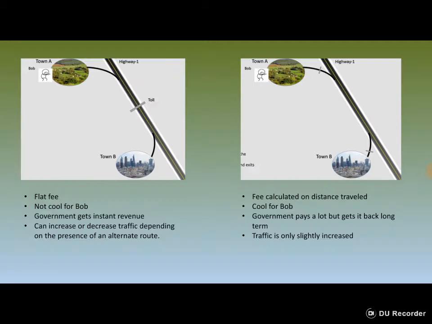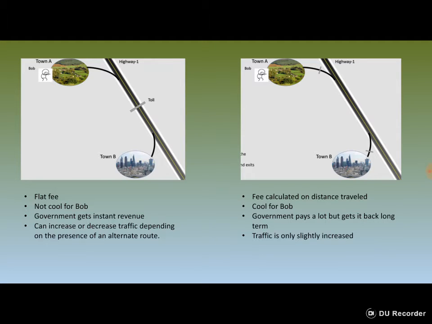Just to sum up, in the first way of placing a toll, it's a flat fee, the same for everybody. It's not so cool for Bob because he's got to pay a high fee. And the government gets instant revenue because they don't pay a lot of money to put all the tolls around. They just put one toll. And it can increase or decrease traffic depending on the presence of an alternate route. If there's no alternate route, everybody's going to be jammed up at the toll. But if there is, the toll will decrease traffic, sending the traffic to the alternate route.